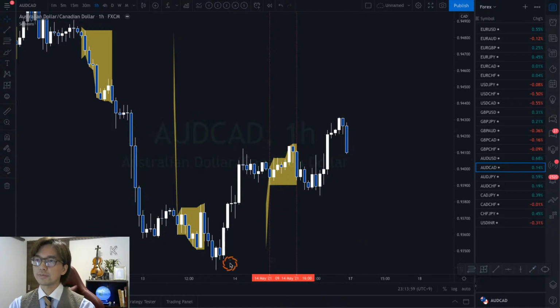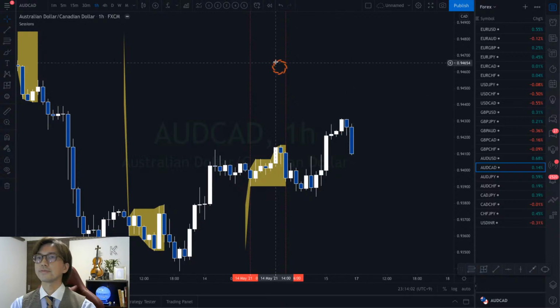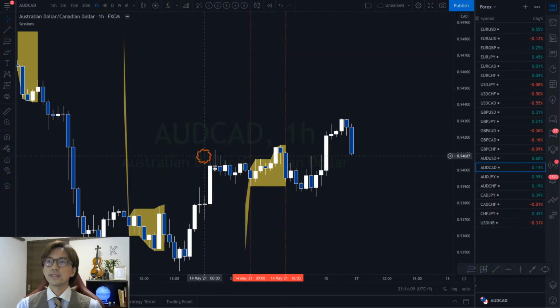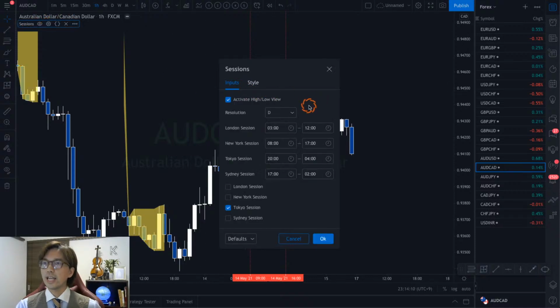So this is the Tokyo session. I make this a yellow box like this. Simply, I only enable the Tokyo session, and I found the Tokyo session to be 8 p.m. to 4 a.m. on this indicator. Before I had a different setting, but now I figured that this is the right Tokyo session setting, and that's why I switched it like this. So this is the setting that you can use for the sessions indicator.